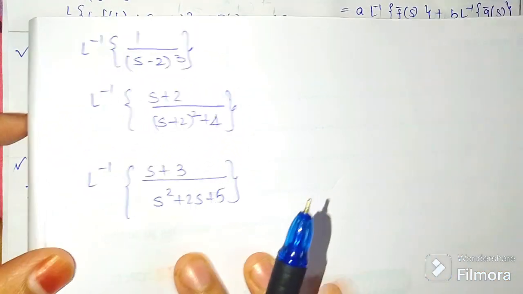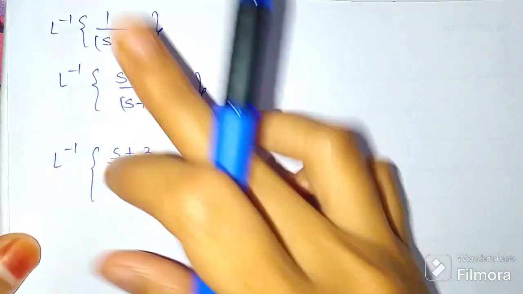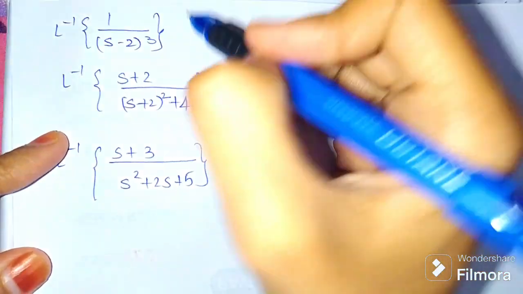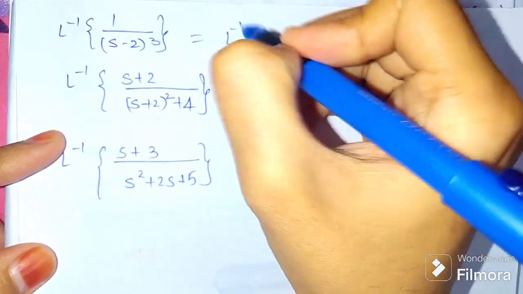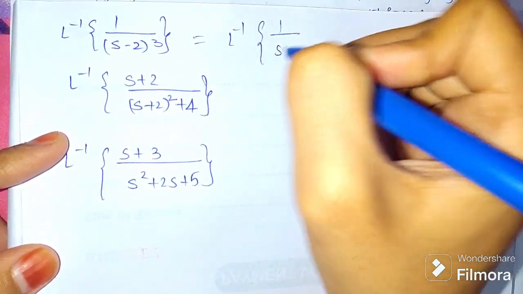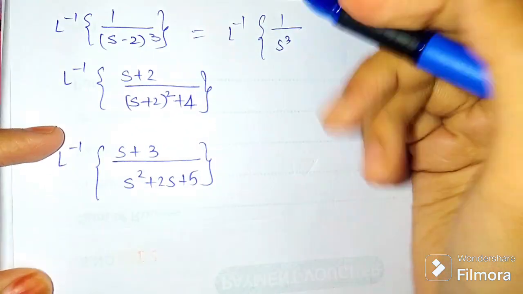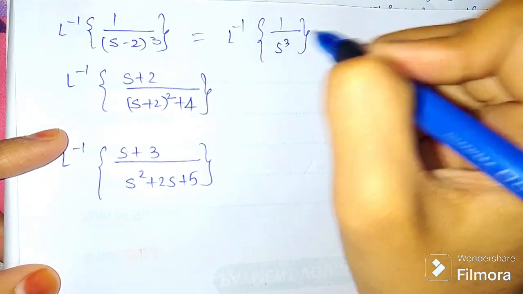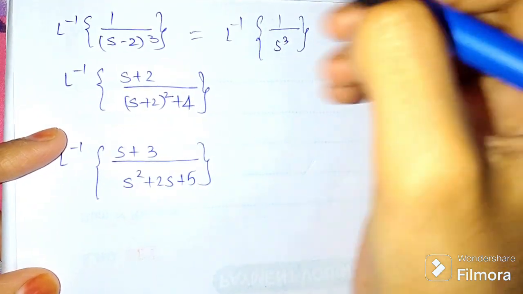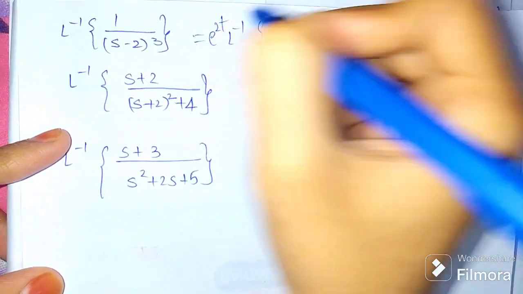See this. Laplace inverse of 1 by s minus 2 whole cube. So I will write it like this: Laplace inverse of 1 by s cube I'll write. But along with this, I have to write e power 2t. Only then can I shift.